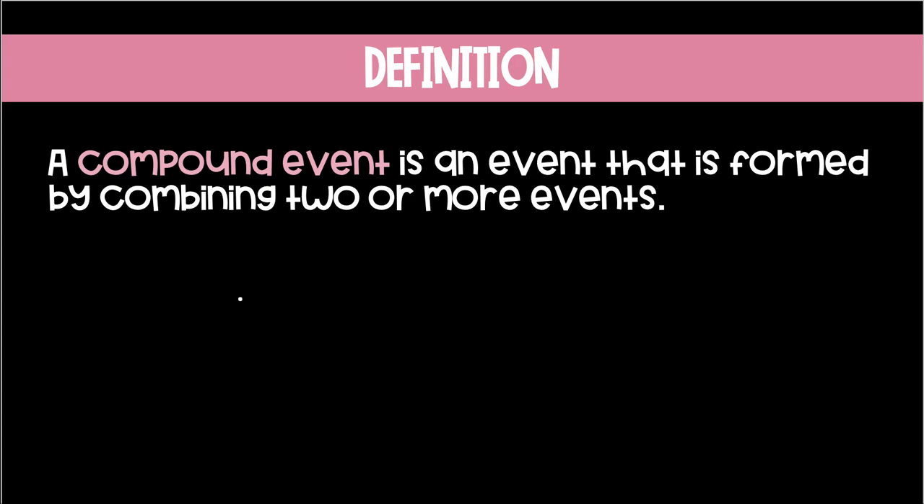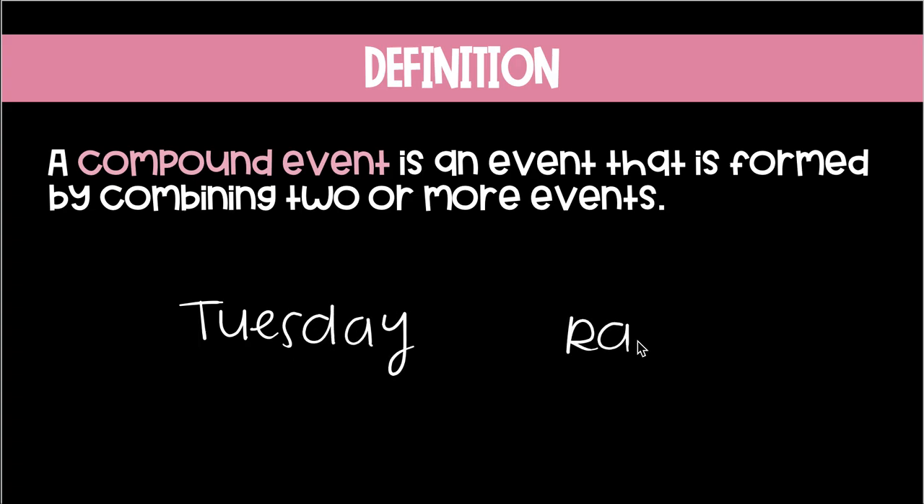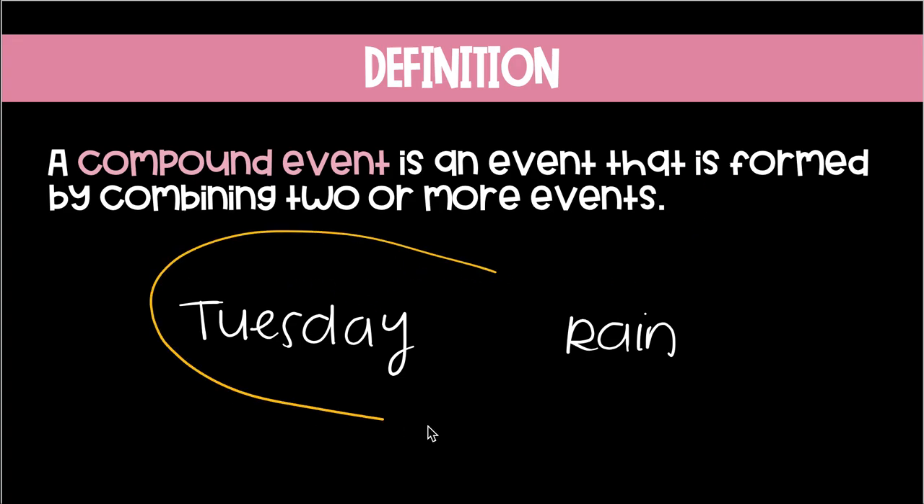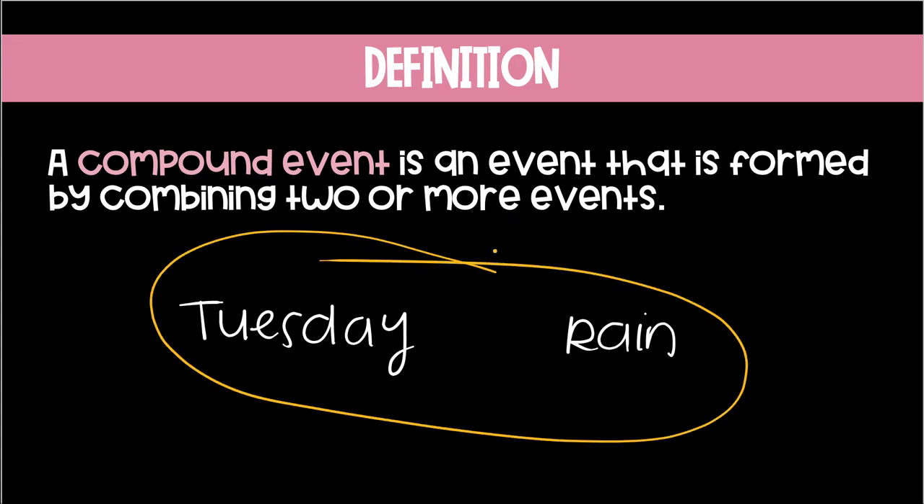For example, let's take the event of today is Tuesday, and the event of today is raining. We can have today being Tuesday but not raining. We can have today raining but not being Tuesday, and we can have a day that is both Tuesday and raining, or we can have a day that is neither. It's not Tuesday and it's not raining. But the union of both events together, today being Tuesday and raining, is a compound event.